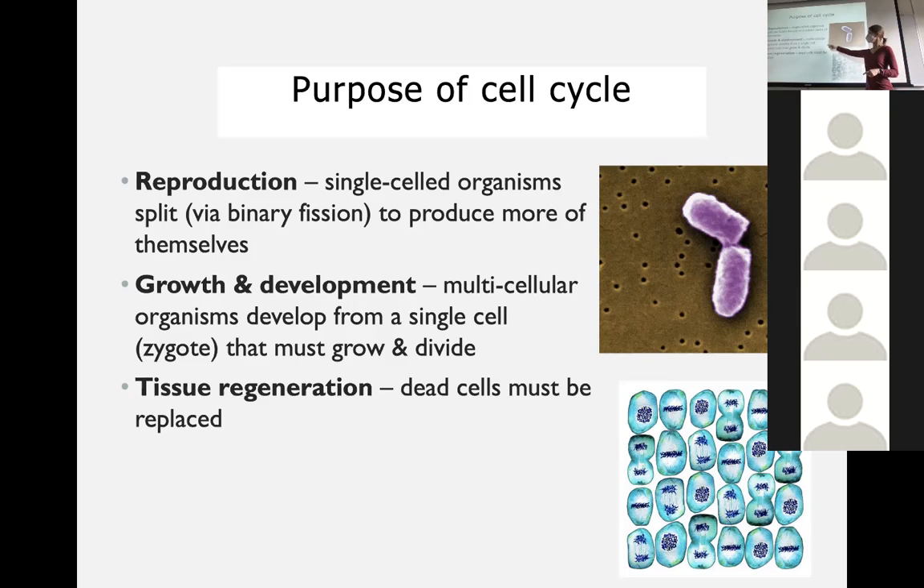These last two, growth and development and tissue regeneration, really deal with multicellular organisms. The reproductive aspect that I'm mentioning here is really just a single-celled organism reproducing itself, making another one of itself. So those are the three main purposes of the cell cycle.